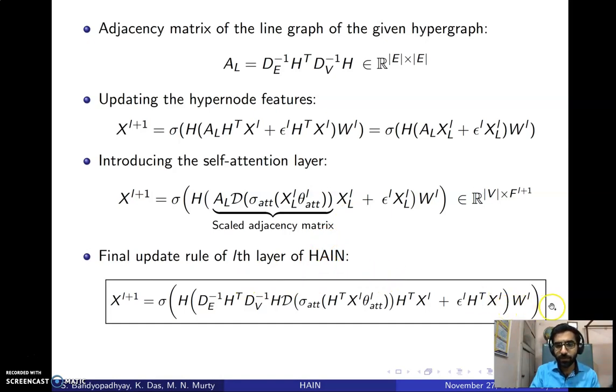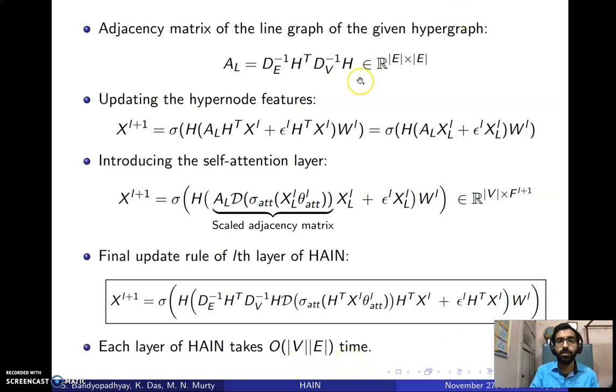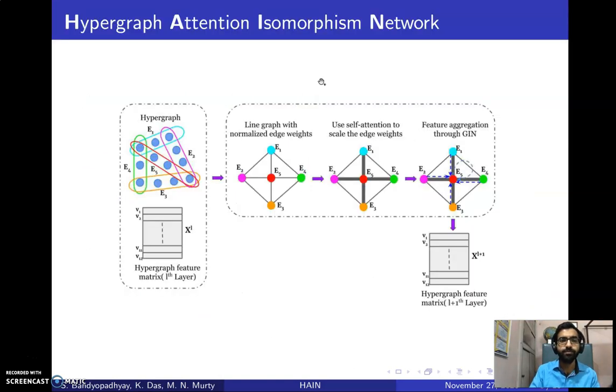Interestingly, if you solve this matrix multiplication from right to left order, you can see that we don't really need to compute the expensive line graph in this equation. By solving this equation from right to left order, HAIN takes only order of VE time, which is much faster compared to the computation of only the line graph of the hypergraph, which needs order of E squared V time. Thus HAIN is quite scalable.